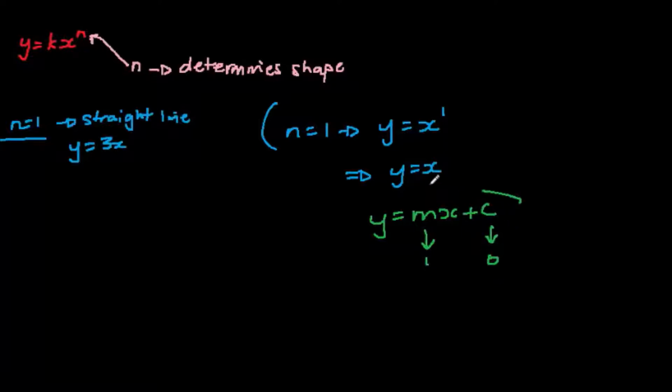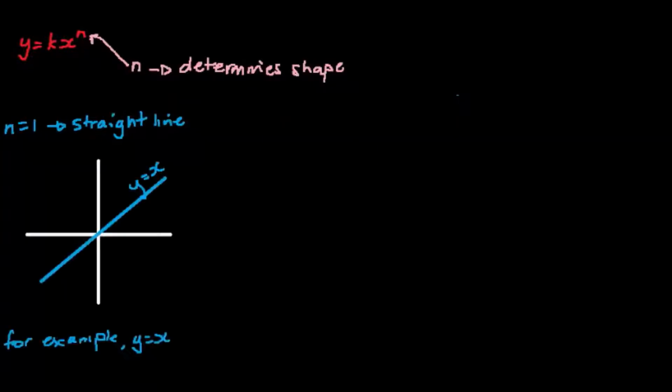And because we can make it fit this format of y equals mx plus c, then the line y equals x would be a straight line. So therefore, when n equals 1, we have a straight line. So now let's have a look at some other values of n. And we're going to go into the positive values.